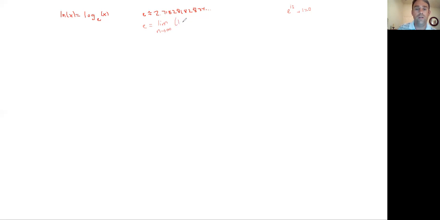So e comes from this general limit right here. When you take it all the way out here, this is where we see this value of e pop out.